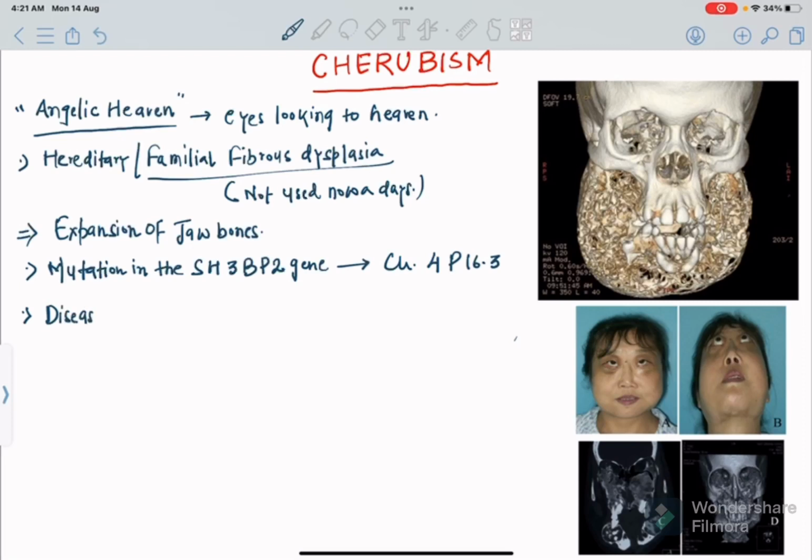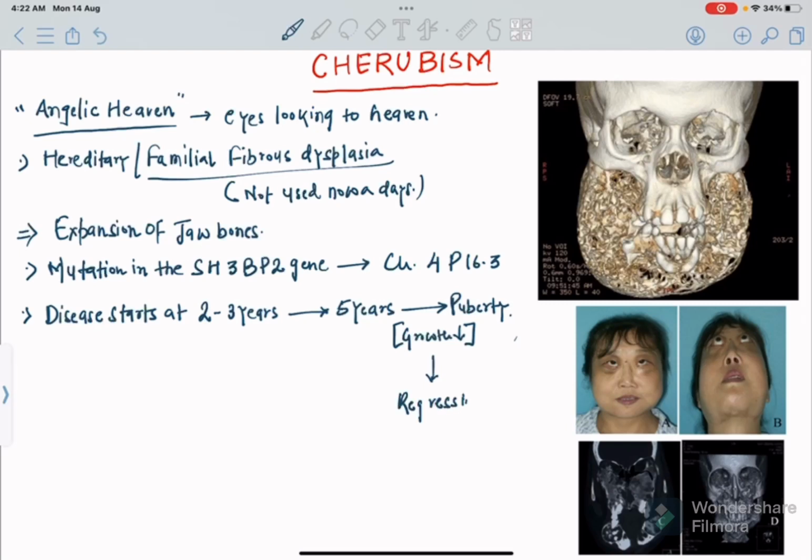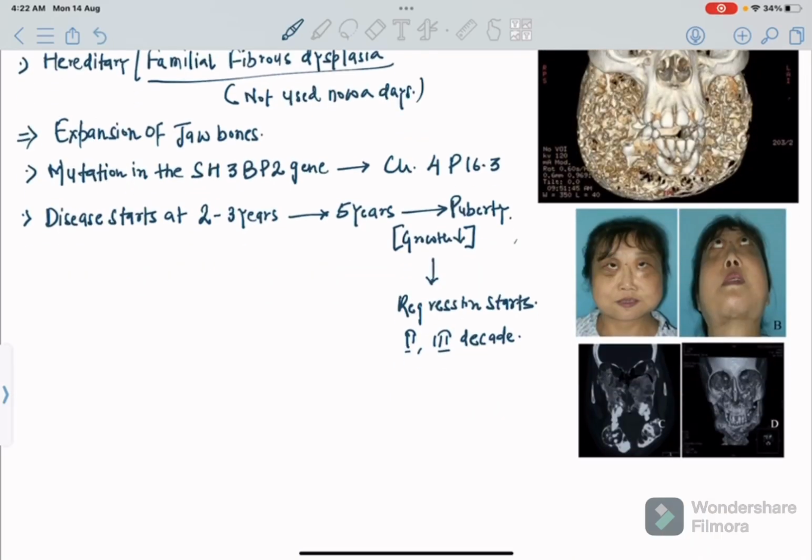Okay, and the disease starts at the age of 2 to 3 years, and expansion occurs till 5 years, and from 5 years till puberty the growth decreases, and after puberty regression starts, and when the patient reaches second and third decade, the disease is gone. That is why it is also known as self-limiting.